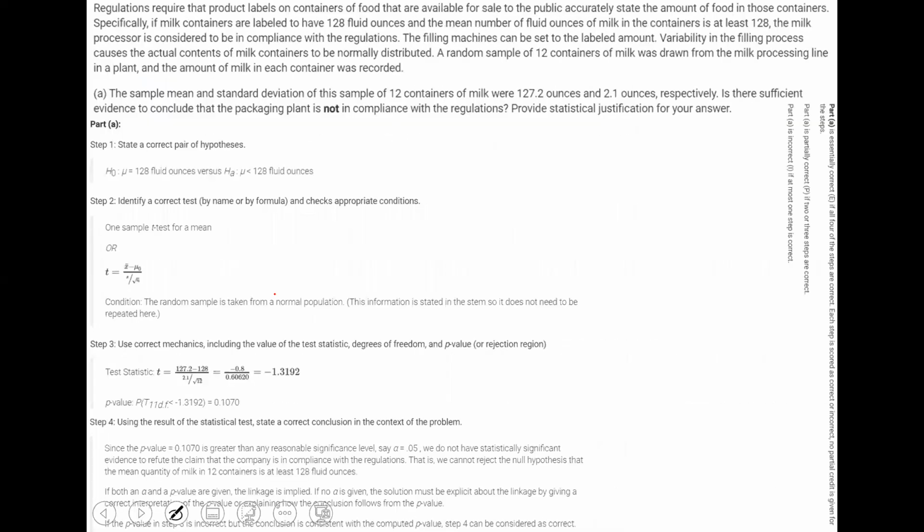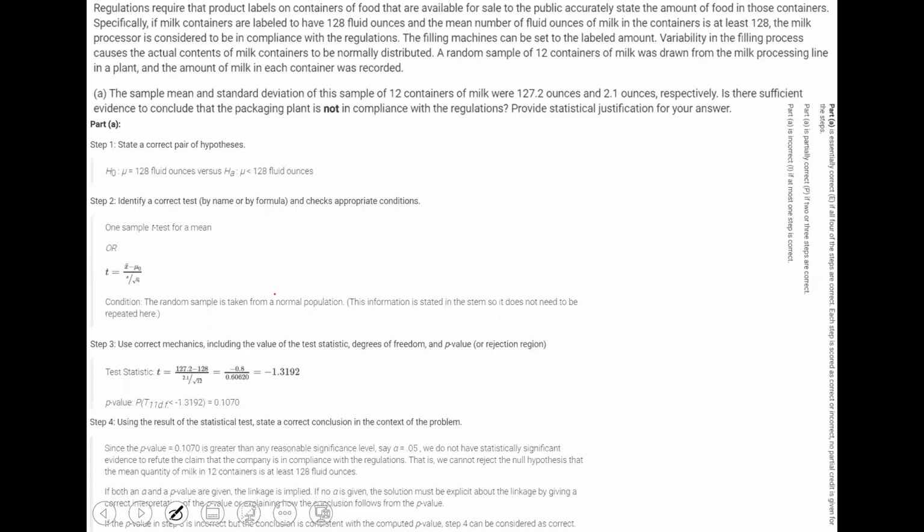All right, number 2. Regulations require that product labels on containers of food that are available for sale to the public accurately state the amount of food in those containers. Specifically, if milk containers are labeled to have 128 fluid ounces, and the mean number of fluid ounces of milk in the containers is at least 128, the milk processor is considered to be in compliance with the regulation. The filling machines can be set to the labeled amount. Variability in the filling process causes the actual contents of milk containers to be normally distributed.